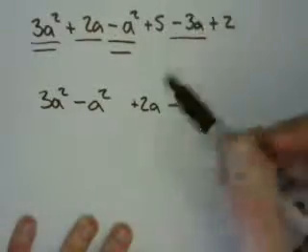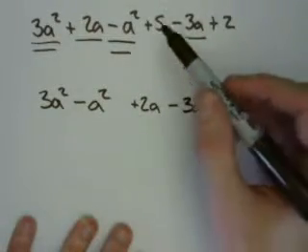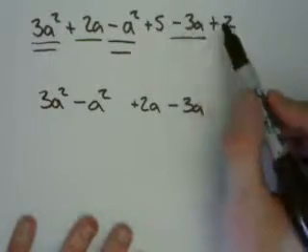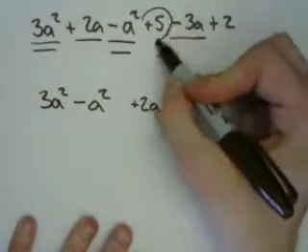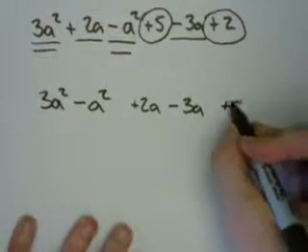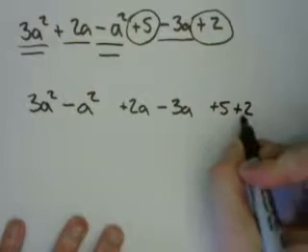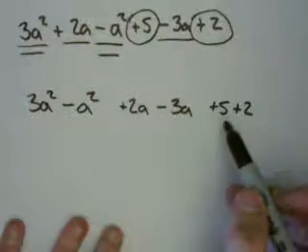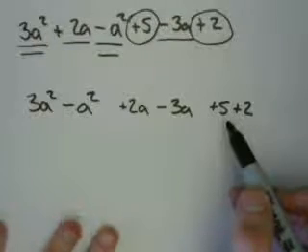And now, really, we've kind of run out of underlines because we have what we call constants, those that do not have variables. And so I'm just going to circle them, being sure to circle their signs with them. So I'm just going to have a plus 5 and a plus 2. So now that we have them grouped together by like terms, let's go ahead and combine them.